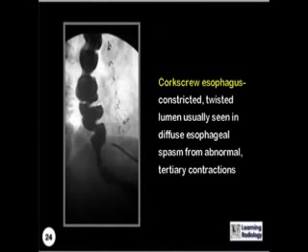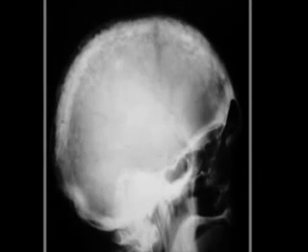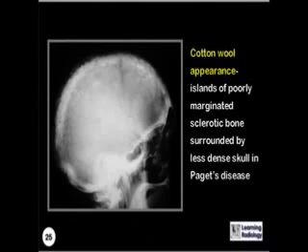What sign is demonstrated here? This is a corkscrew esophagus, which is the constricted, twisted lumen usually seen in diffuse esophageal spasm from abnormal tertiary contractions. What is the name of this pattern? This is the cotton wool appearance, islands of poorly marginated sclerotic bone surrounded by less dense skull in Paget's disease.